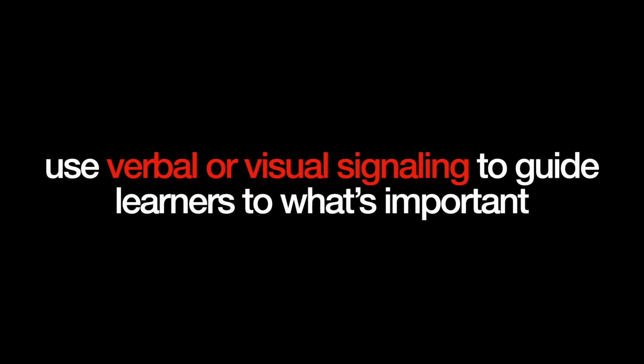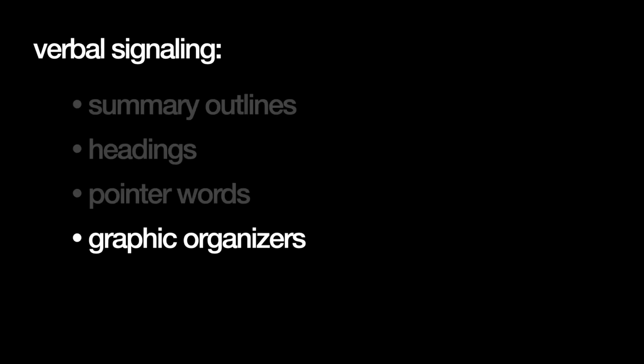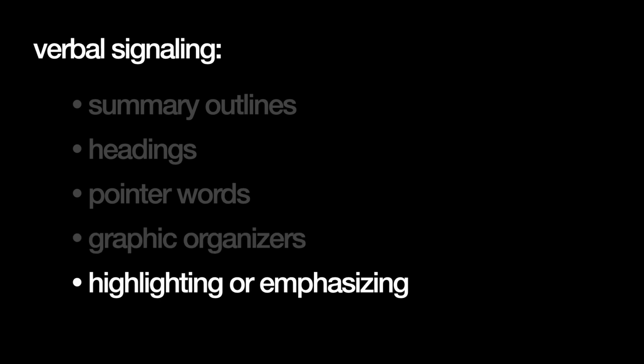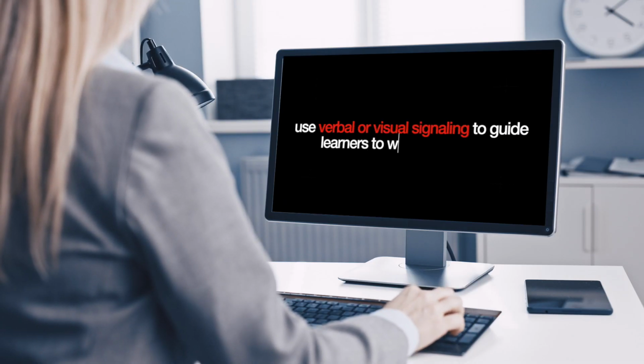The signaling principle states that we should use verbal or visual signaling to guide learners to what's important. Some examples of verbal signaling are summary outlines, headings, pointer words, graphic organizers, and highlighting or emphasizing. A summary outline is a preview statement that's usually placed at or near the beginning of the lesson, like what I did just now when I said, we should use verbal or visual signaling to guide learners to what's important.